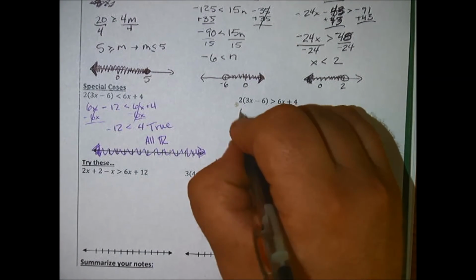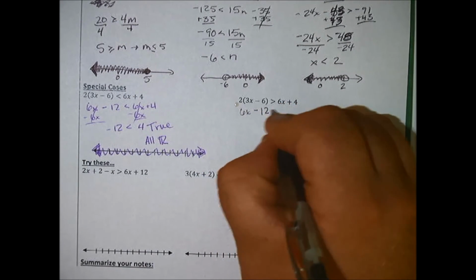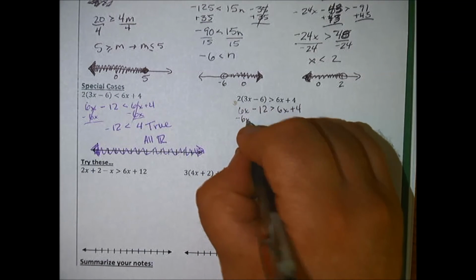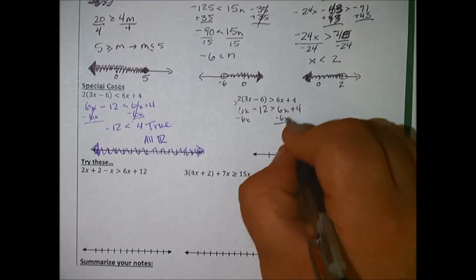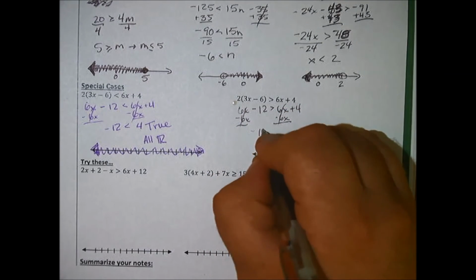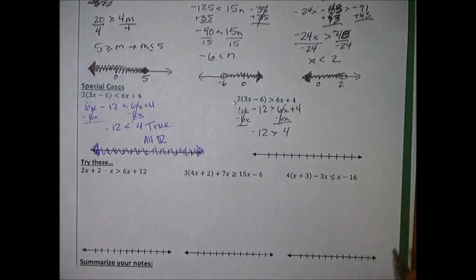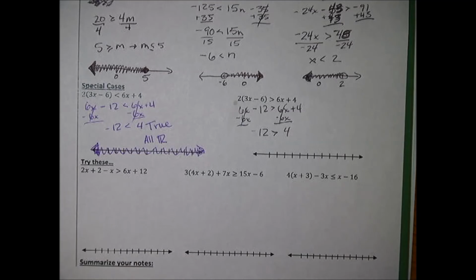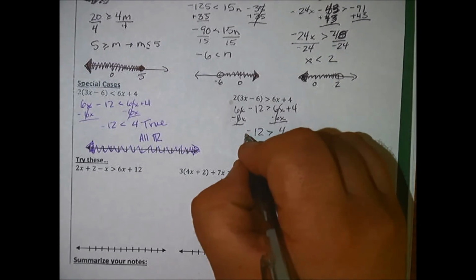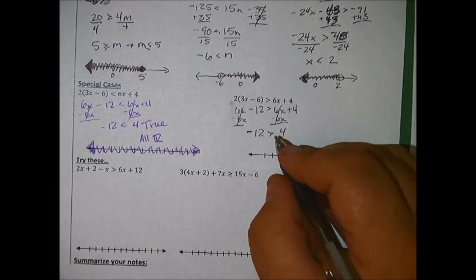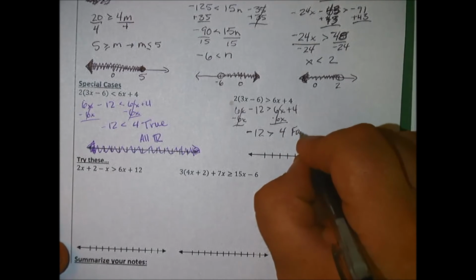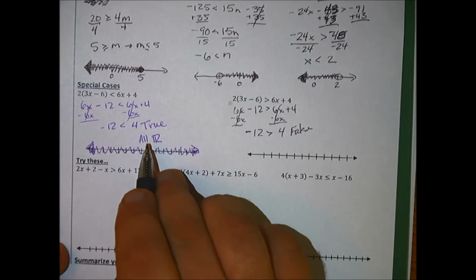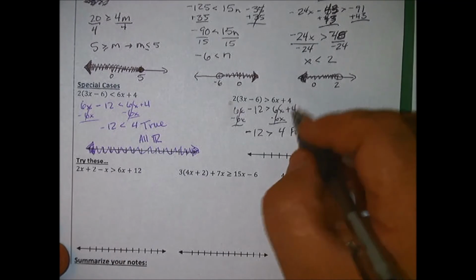We'll distribute again. We have 6x minus 12 is greater than 6x plus 4. When I subtract 6x from both sides again, they both cancel out. And I have negative 12 is greater than 4. So these are the two different things that can happen on these problems. Either it's true, or since this one's a negative, that makes this one false. So the opposite is true. Notice that here we had all real numbers work. Here we're going to have no solution.